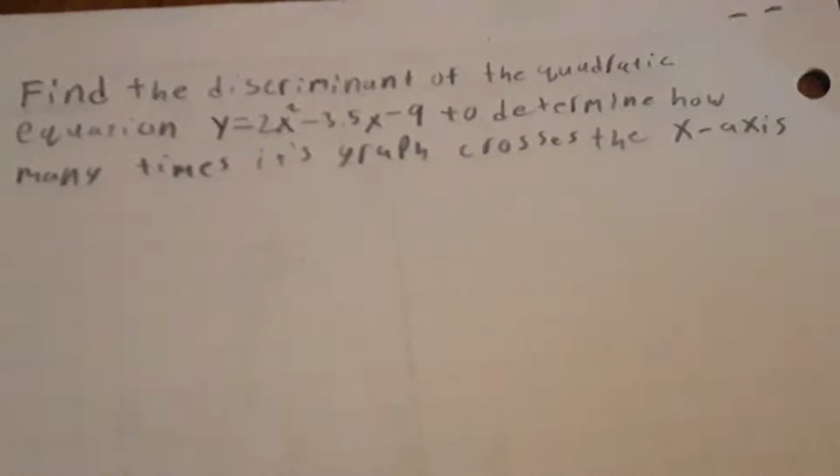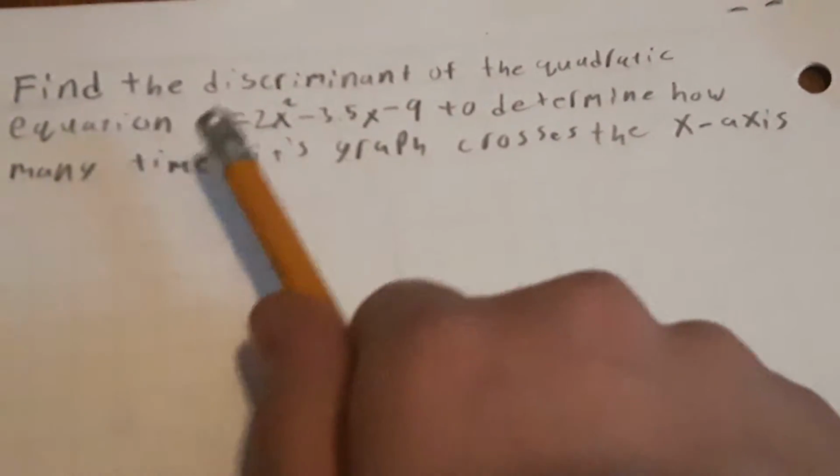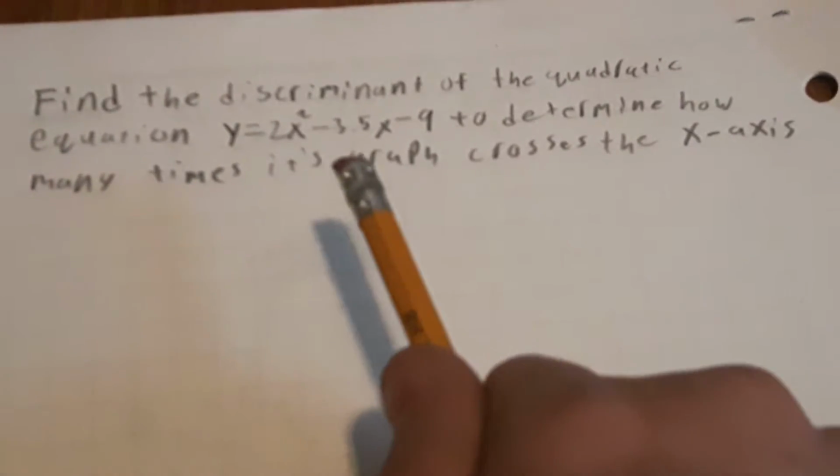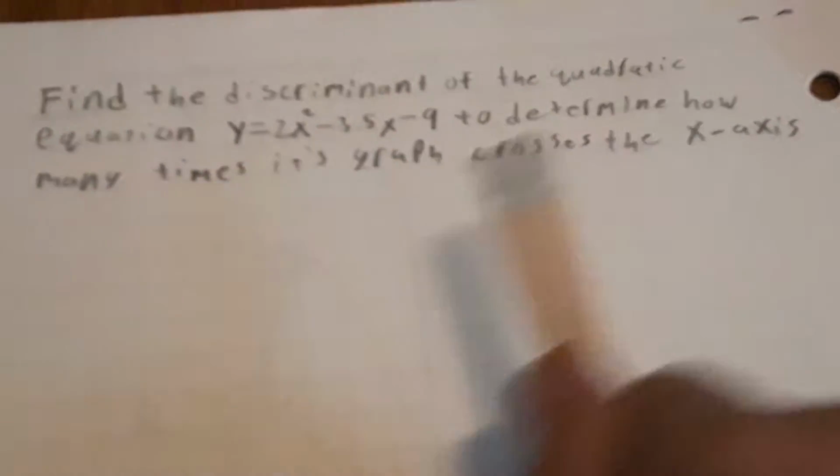Vong's 4th period class. The question reads, find the discriminant of the quadratic equation y equals 2x squared minus 3.5x minus 9 to determine how many times its graph crosses the x-axis.